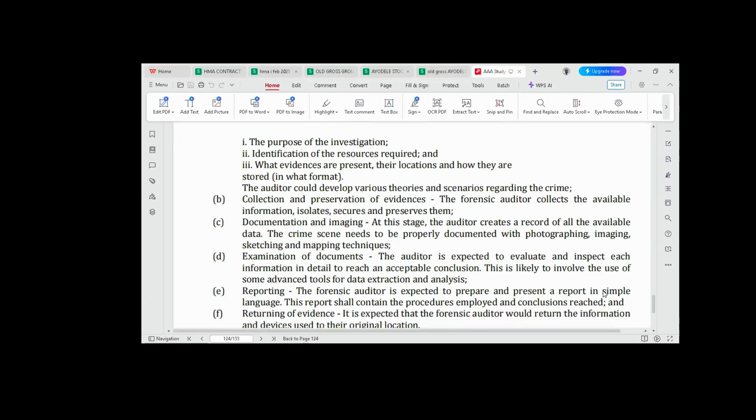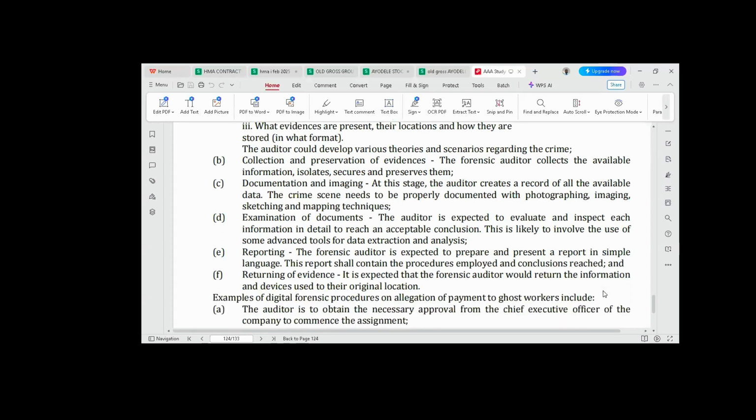Then the next process is reporting. After he has examined the documents, the forensic auditor will prepare his report, and his report will contain the procedures employed and the conclusions reached. Then at the end of the audit, the auditor will return the information and devices used to the original location.